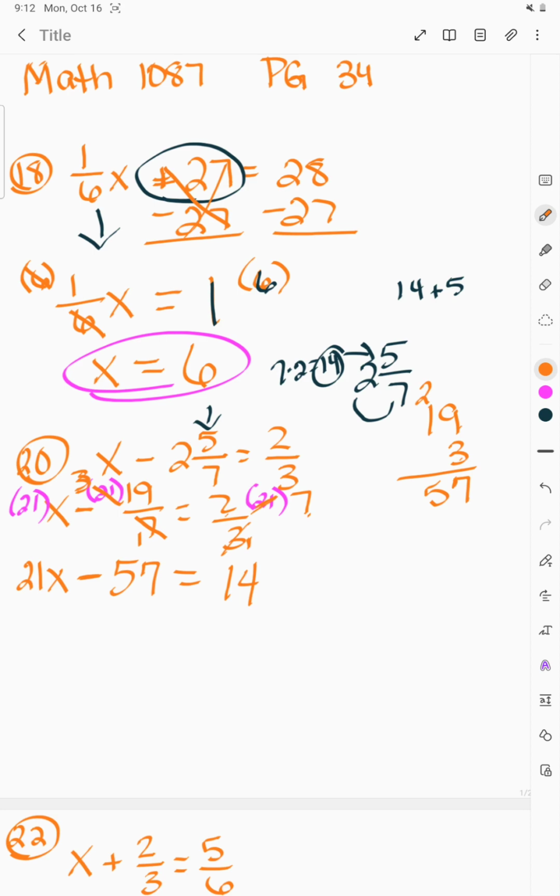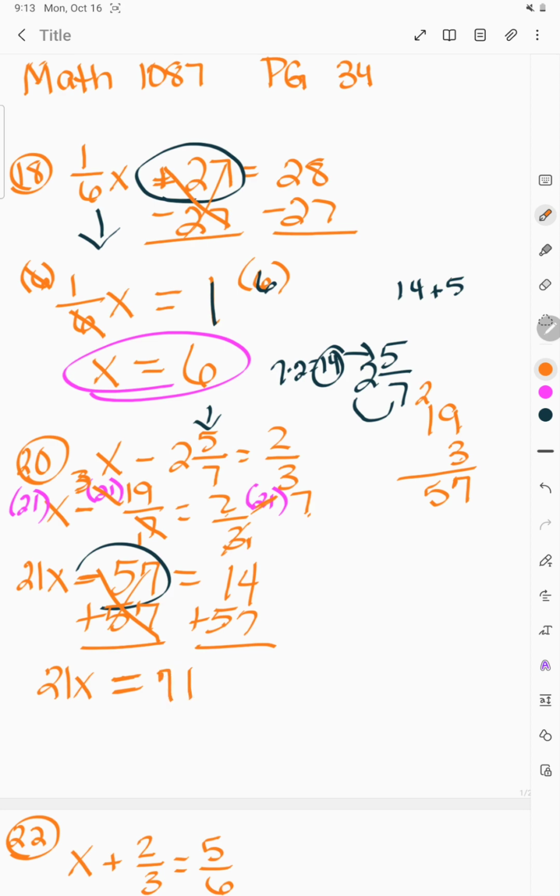All right, so now I'm going to try to isolate my x. So I have a negative 57 here. So what I'm going to do is add it to both sides. Okay, I'm going to bring down my 21x. Negative 57 plus 57 is 0, sorry. And then 14 plus 57 is 71. 4 plus 7 is 11. 5 plus 1 is 6, plus 1 is 7. All right.